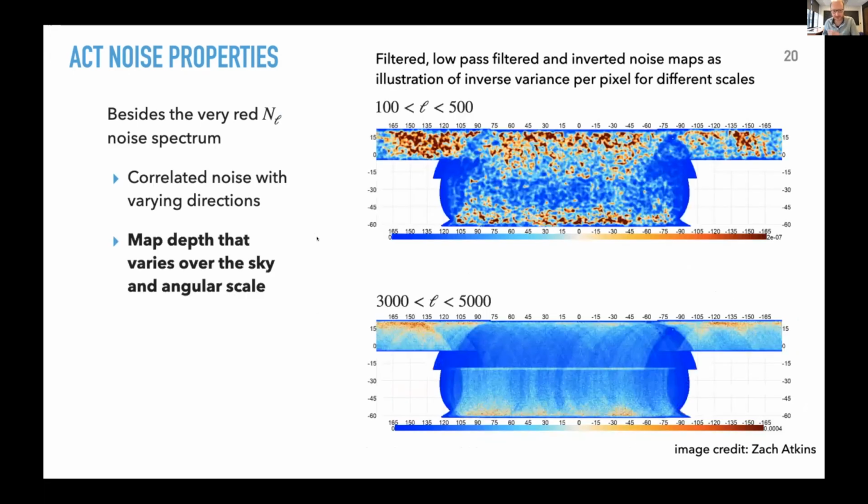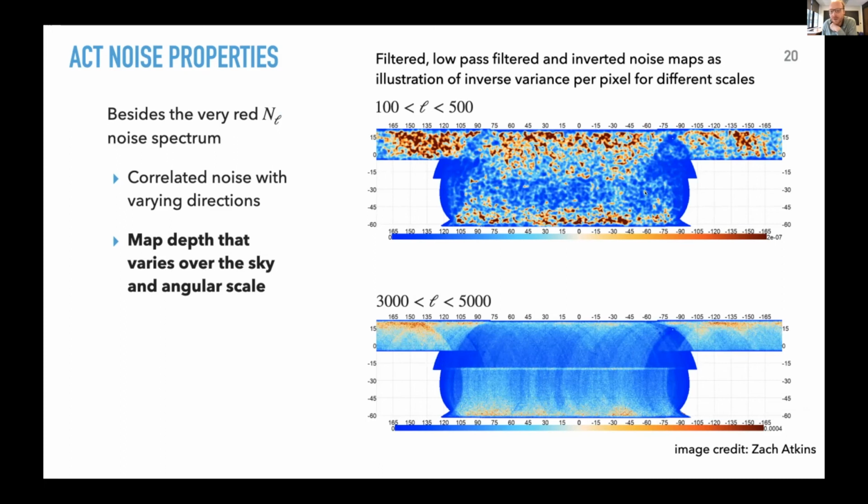Another complication we deal with is that the map depth, so the sensitivity essentially, varies over the sky, but it also varies with angular scale. So that's shown in these 2 plots here, where what you see is an estimate of the inverse variance per pixel, but on different scales. So on the top, it's scales that are fairly large, and here on the bottom, fairly small scales. And you see the morphology is quite different.